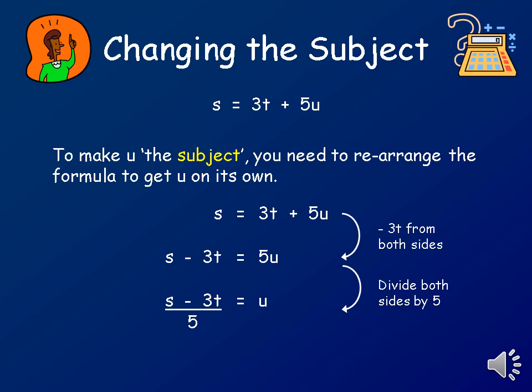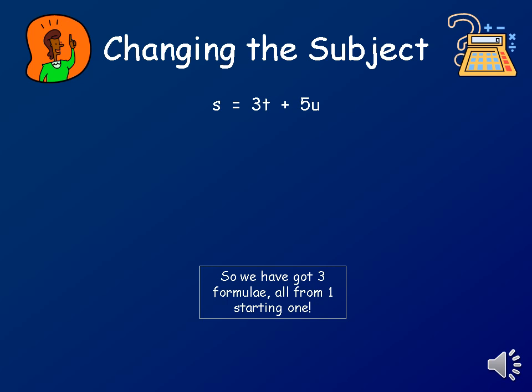Okay, so we had one formula, and we've been asked to do 2 other things. So that one formula created 3. Which is s equals 3t plus 5u. And we could have expressed it with u as the subject. U equals s minus 3t divided by 5. And we also expressed t as the subject, and that was s minus 5u divided by 3. Okay, let's do some more.